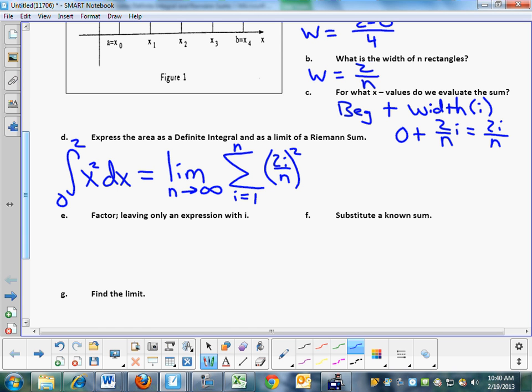Now, hold on, we have to pause. If you don't understand it, you have to ask right now. Because 1 represents our first rectangle. In order to generate this spot, this 1/2, we take that beginning spot plus the width times i. So Kelly, we're going to start with i equals 1 for our first rectangle. When you plug in 1, you get 2 times 1 divided by the number of rectangles, and that gives you the spot that you actually evaluated. Yes, no? Okay.